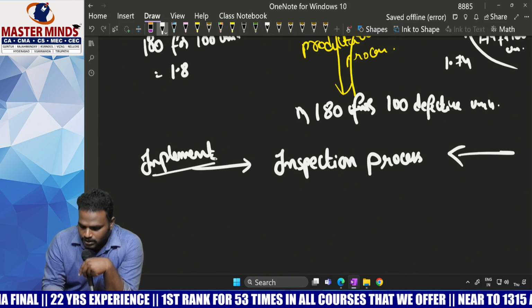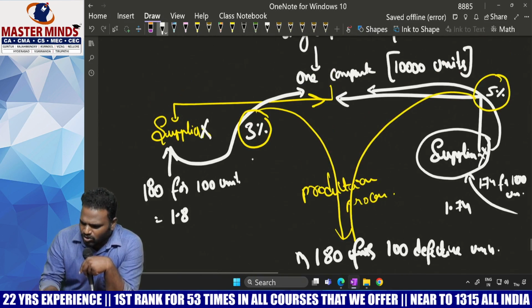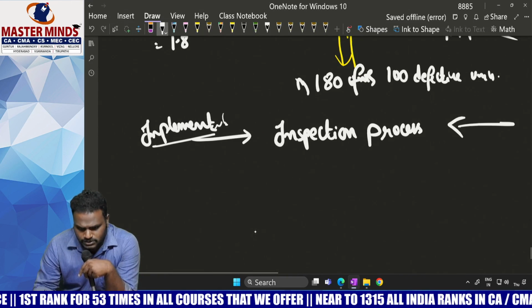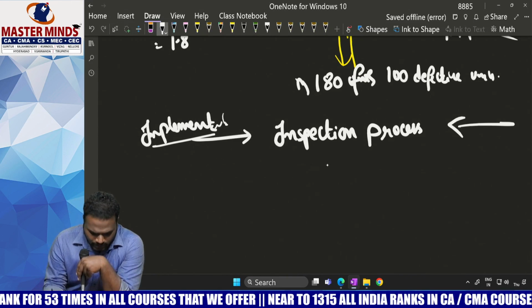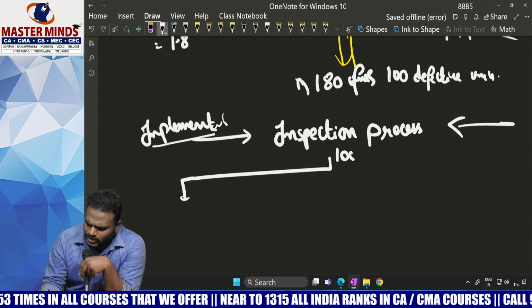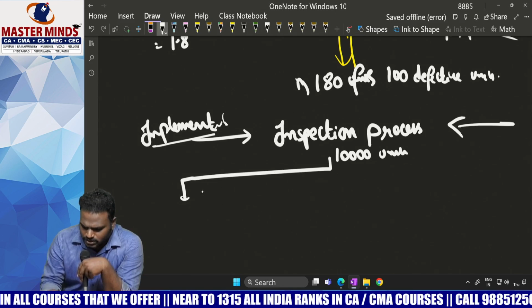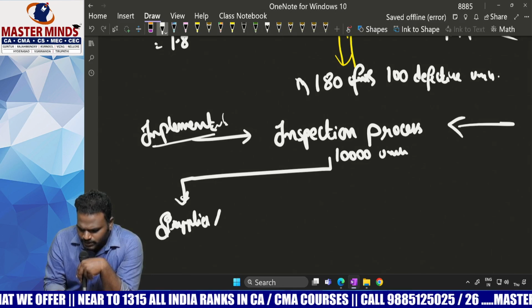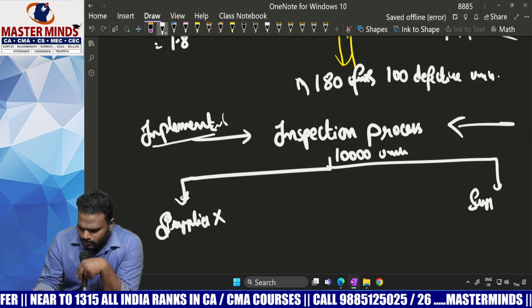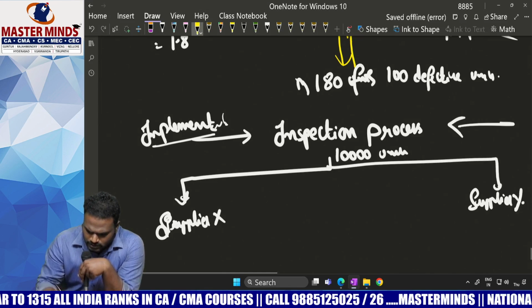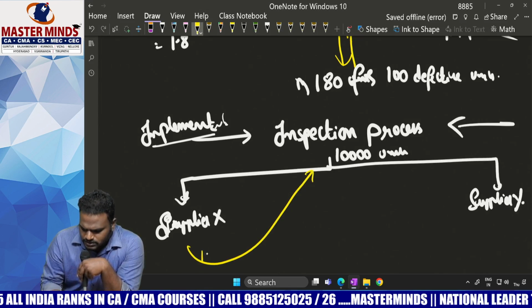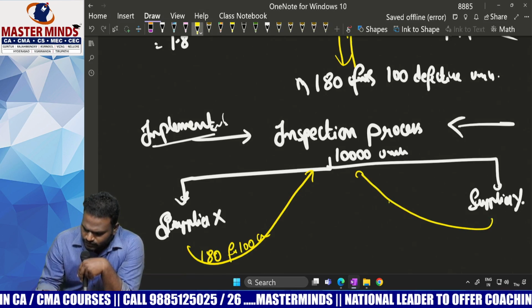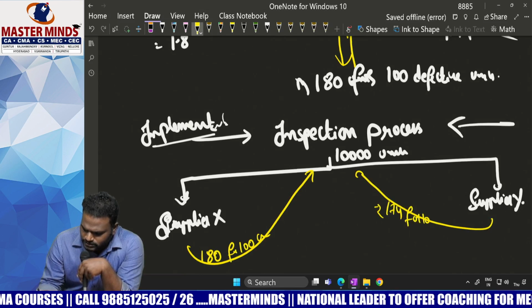Now the company wants to eliminate all these production damages, so it wants to implement the inspection process. After inspection also, our annual requirement is only 10,000 units. How many suppliers are there? Supplier X and supplier Y. They are purchased at 180 rupees for 100 units, and here also 174 rupees for 100 units.